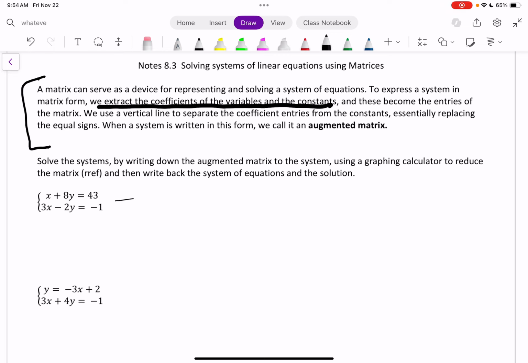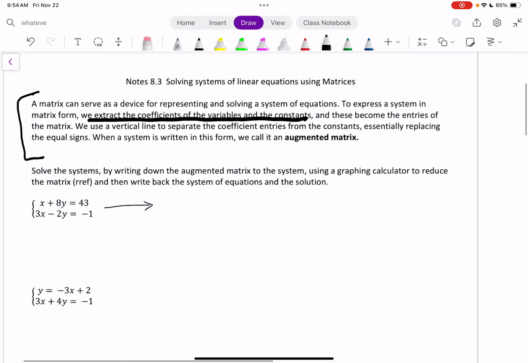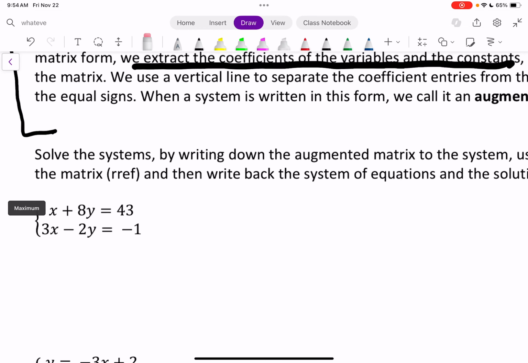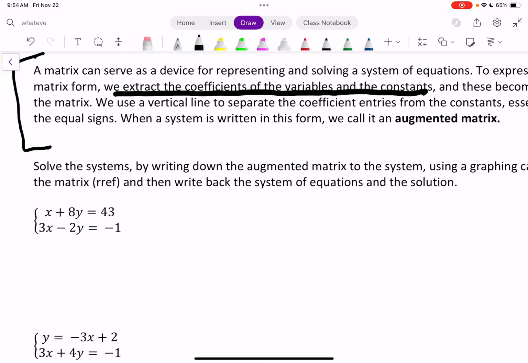So we don't really necessarily need to know the whole proper definition. A matrix is actually a rectangular array of numbers. But what we're going to do is simply extract the coefficients. Be very careful, though, that if these variables are mixed around, you know to rearrange them. So in other words, this is what I mean. I'm going to write a 1, an 8, a 3, and a -2.